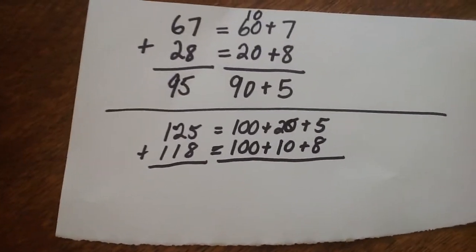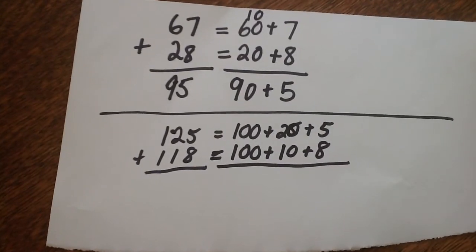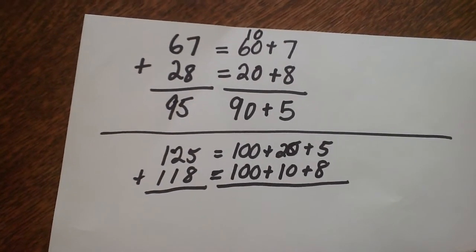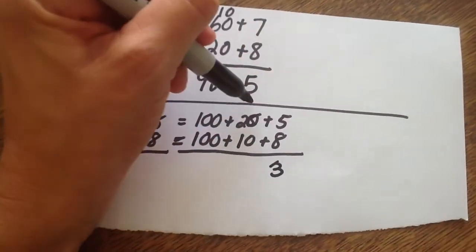Now I'm going to add the 5 plus the 8. One way to do that is by counting on. Put 8 in your head and add on 5. 9, 10, 11, 12, 13. It's 13. That's 3 ones and 1 ten.